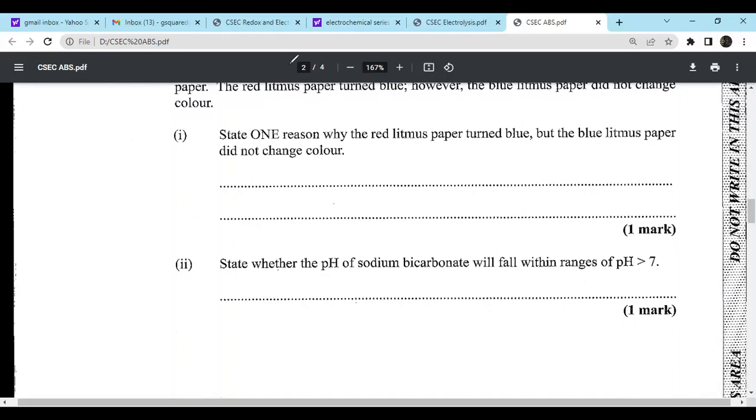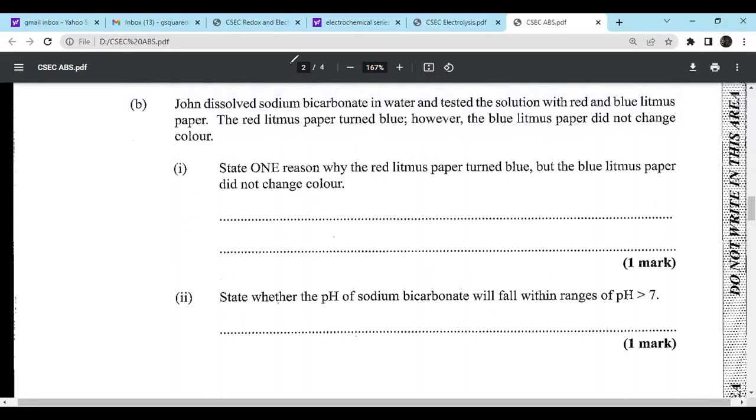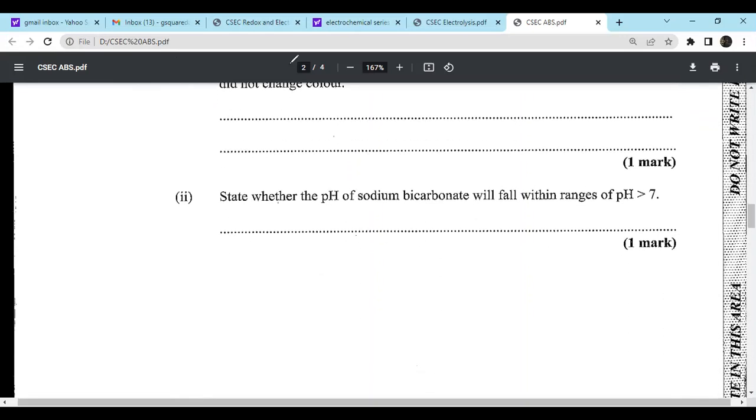State whether the pH of sodium bicarbonate will fall within pH ranges of pH greater than 7. Yes, its pH will be greater than 7 because it is basic. Okay.